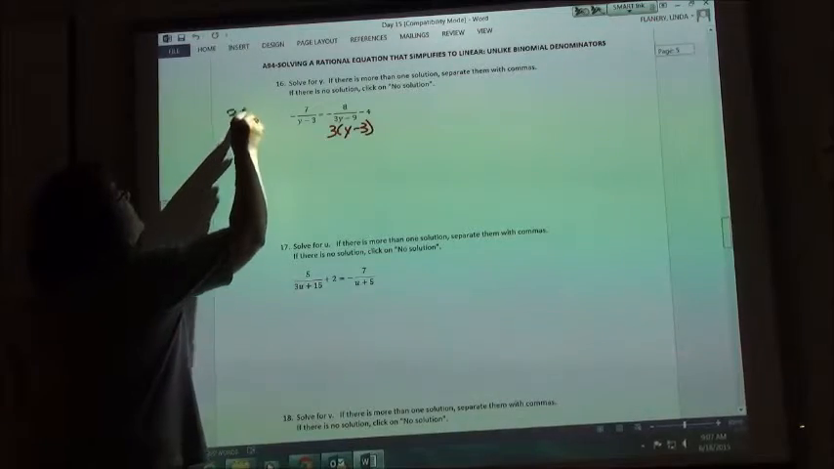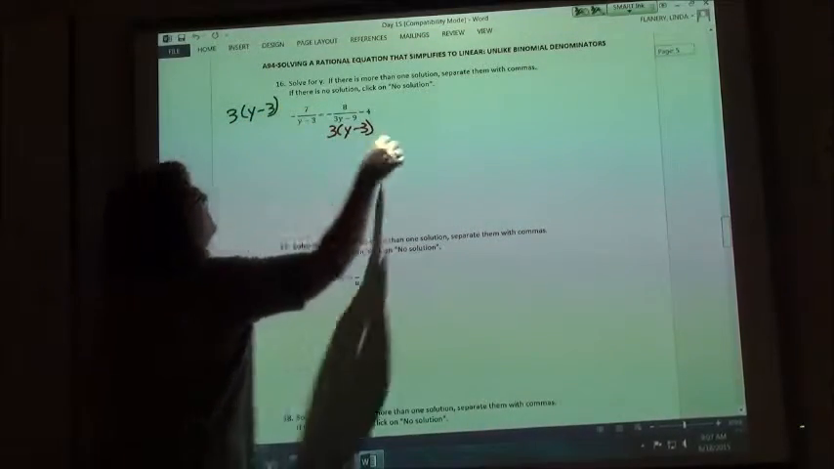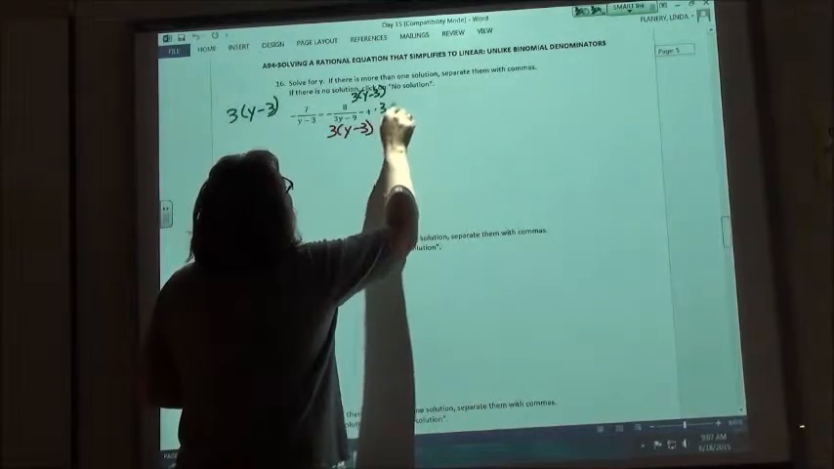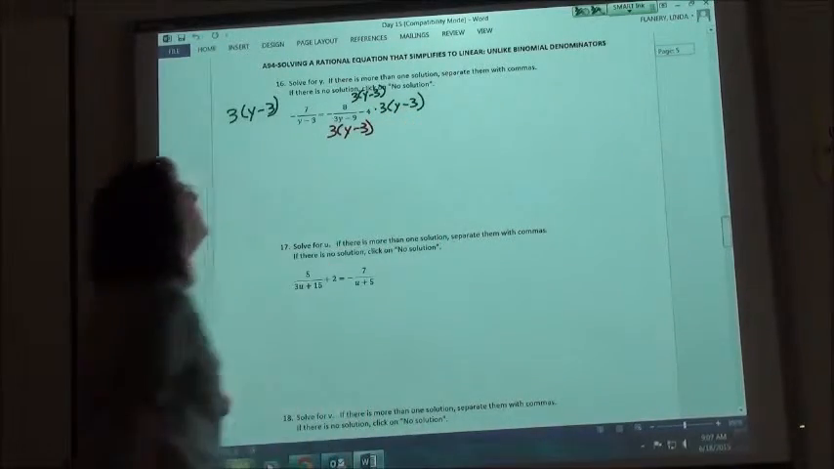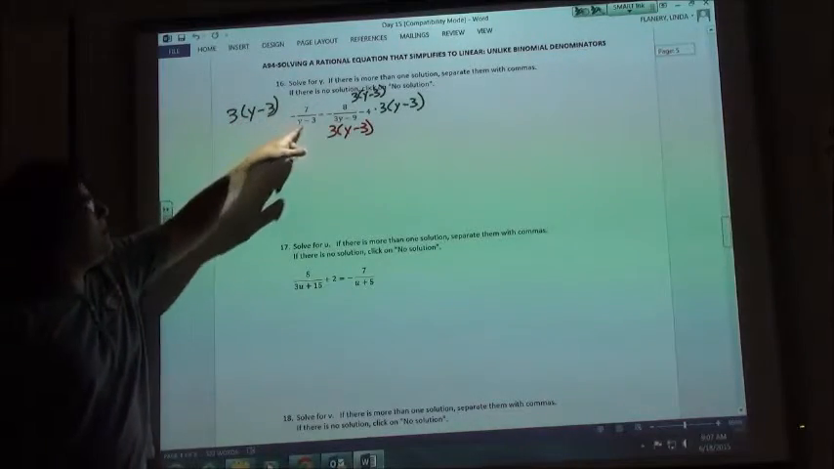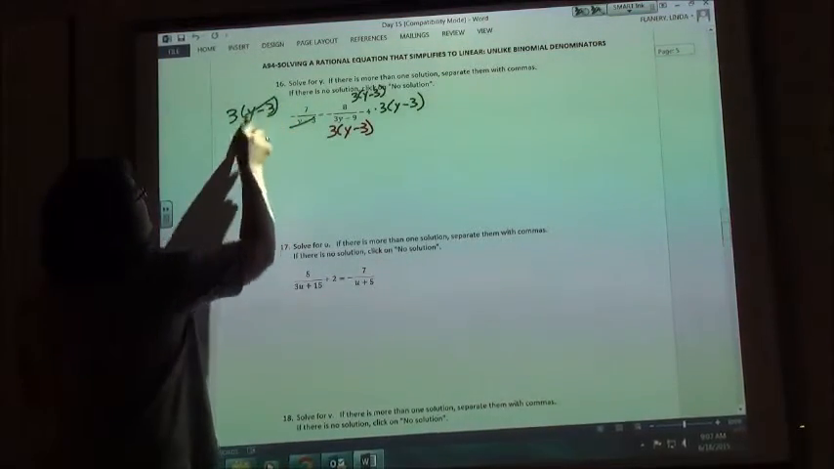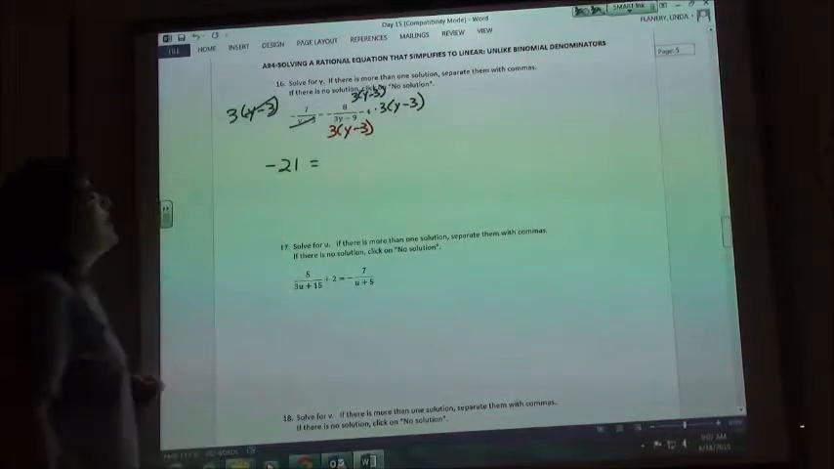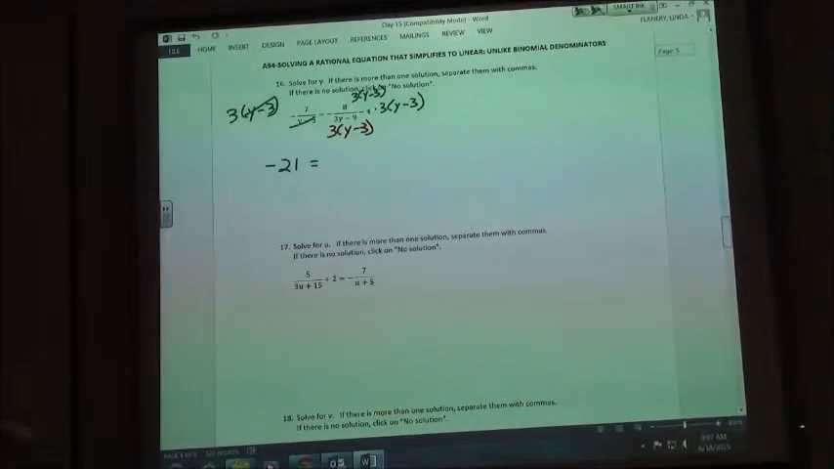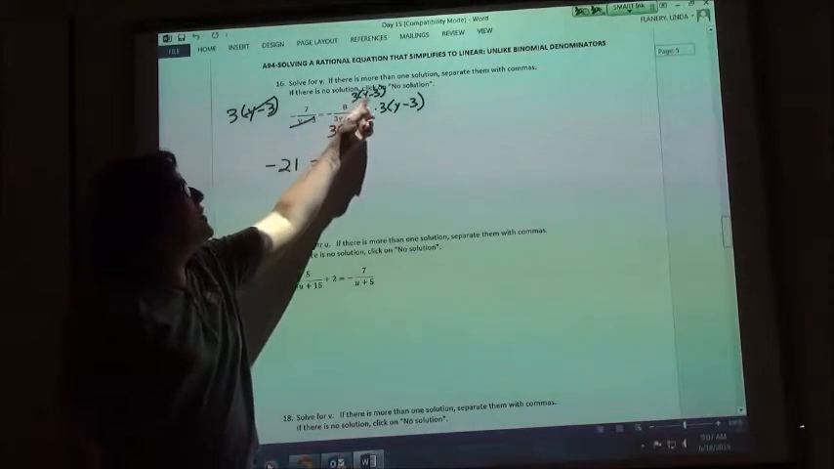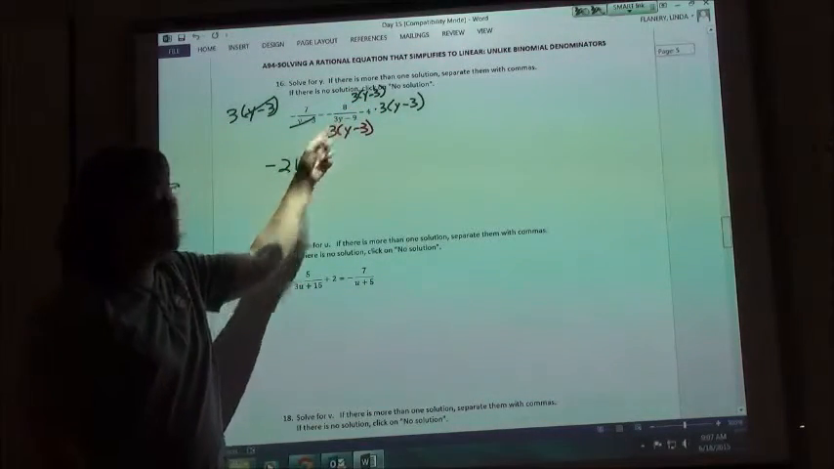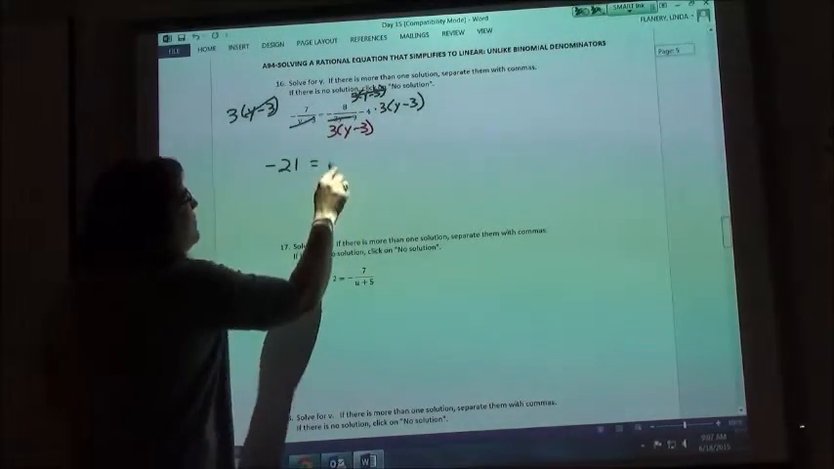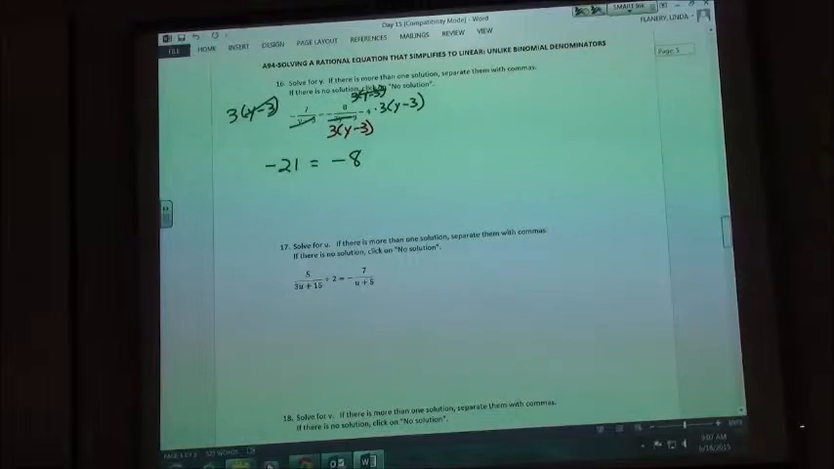So 3 times y minus 3, 3 times y minus 3, and 3 times y minus 3. Here my y minus 3 is going to cancel out. So 3 times negative 7 will be negative 21. Now here, hopefully you recognize that the 3 times y minus 3 is the same thing as the 3y minus 9, so the whole thing's going to cancel out. Don't forget the negative in front, so I'm going to have a minus 8 there.